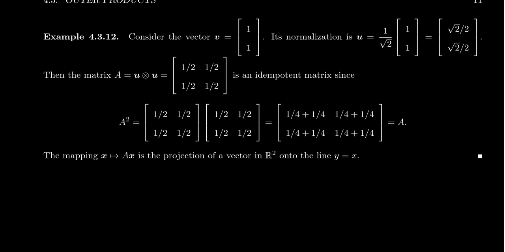If you're not convinced, let's look at it. If you take this matrix squared, if you take the first row times the first column, you're going to get 1 half times 1 half, which is a fourth, plus 1 half times 1 half, which is a fourth. 1 fourth plus 1 fourth is, drum roll please, 1 half, right? And so you do this for each of the coordinates. You're going to get 1 half, 1 half, 1 half, 1 half. This is the original matrix A. This is, in fact, an idempotent matrix. And so multiplication by this matrix right here is projection onto the line y equals x.